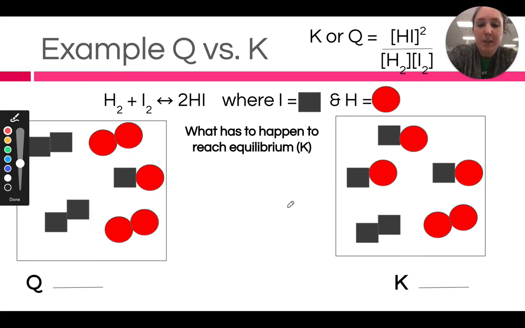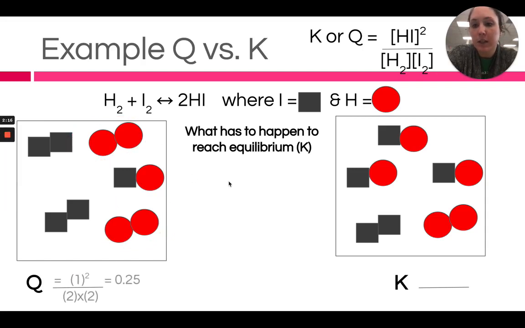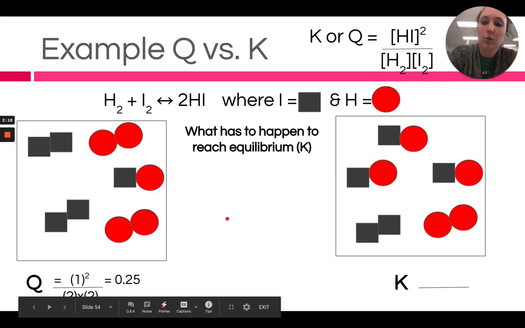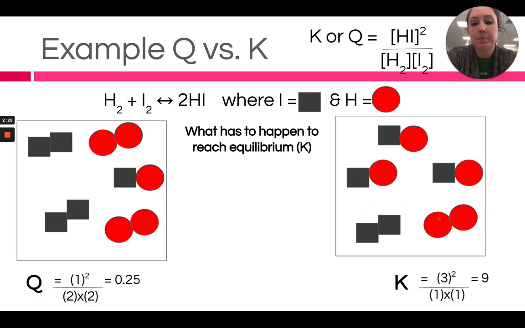And one thing that's sometimes helpful is actually to calculate Q. So I can do that by taking my products. So I have one product over my reactants. So I have two hydrogens and two iodines. So Q would look something like this. So 1 squared over 2 times 2, so 0.25. I could do the same thing for K. So I have 3 products, so 3 squared over 1 times 1, so 9.